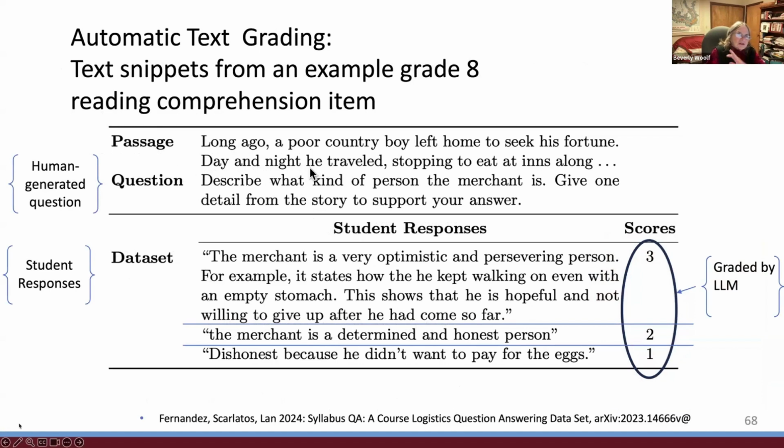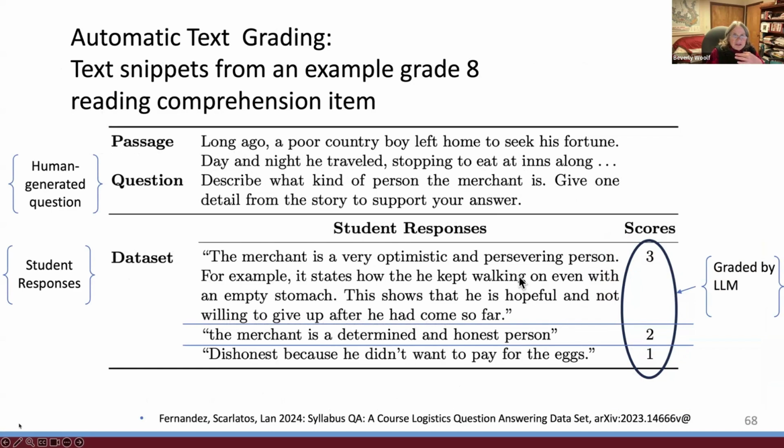So let's say the human created this passage. "Long ago, a poor country boy left home to seek his fortune. Day and night he traveled, stopping to eat at inns," etc. "Describe the kind of person this merchant is, and give one detail from the story." And so we asked students, and their responses were graded by the LLM.